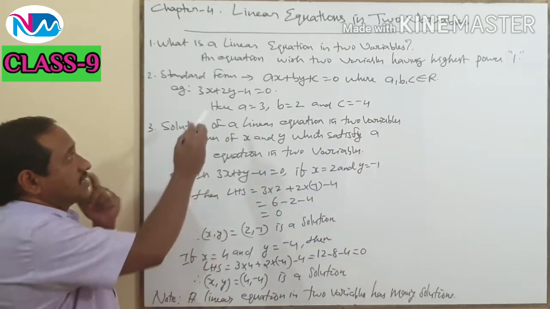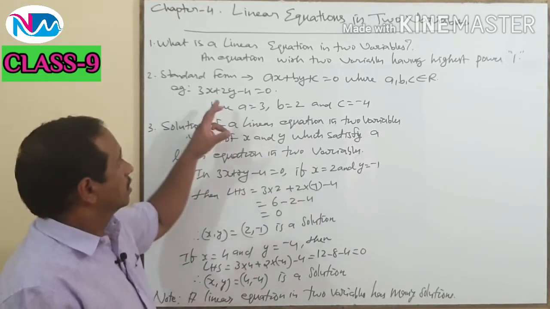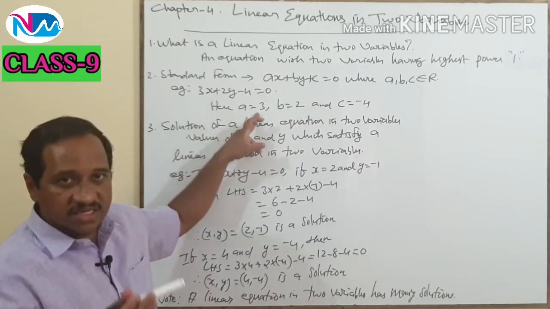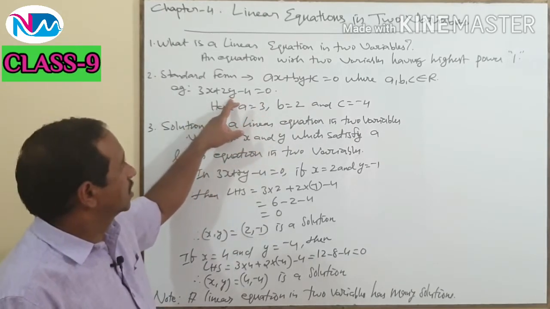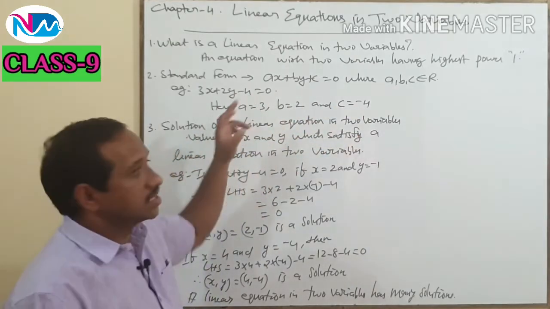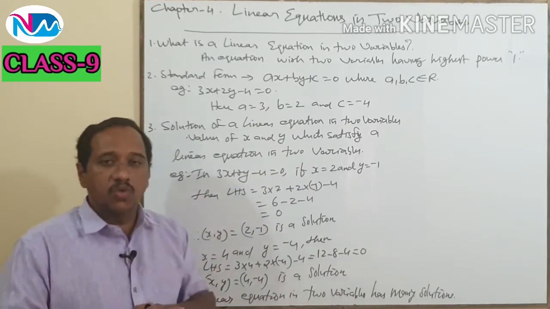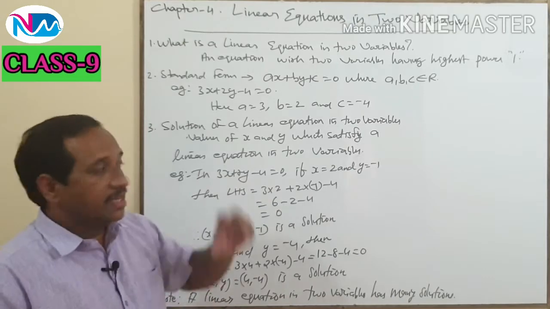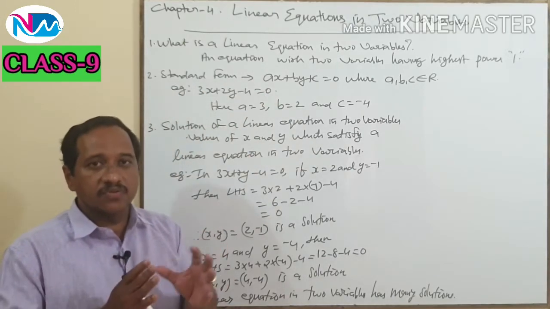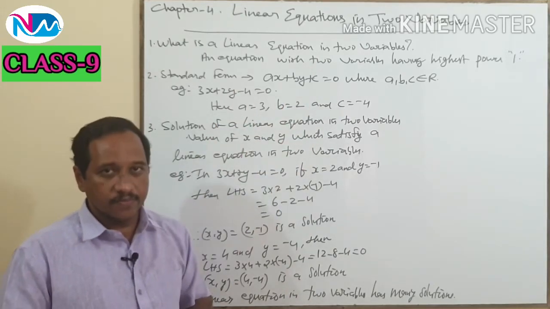For example, 3x plus 2y minus 4 is equal to 0. Here, on comparing with the standard form, a is equal to 3, that is the coefficient of x, b is equal to 2, that is the coefficient of y, and c is equal to minus 4, which is the constant term. So, a linear equation in two variables contains x term, y term and a constant term. The standard form is ax plus by plus c is equal to 0.